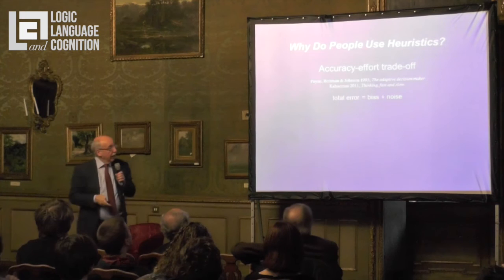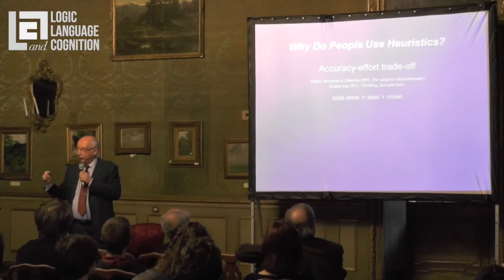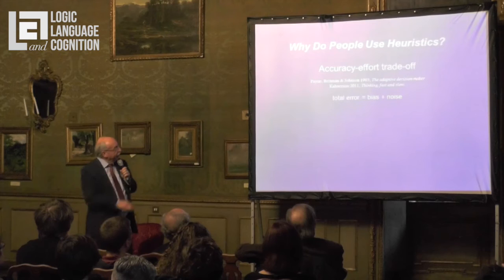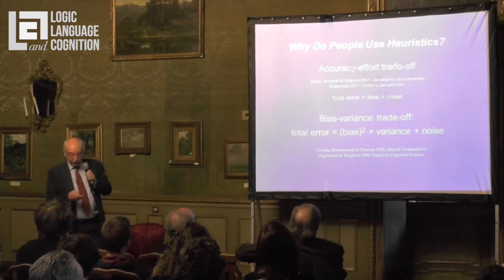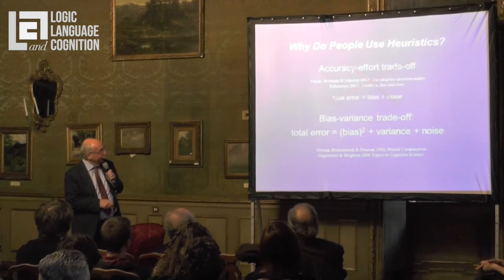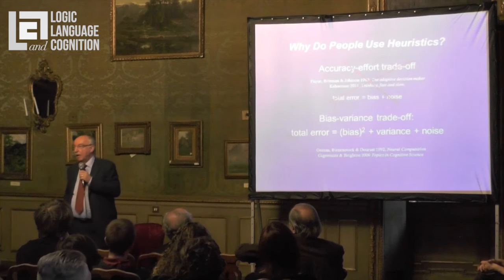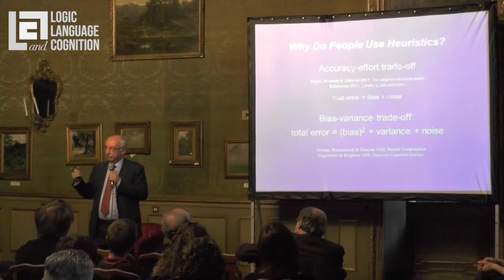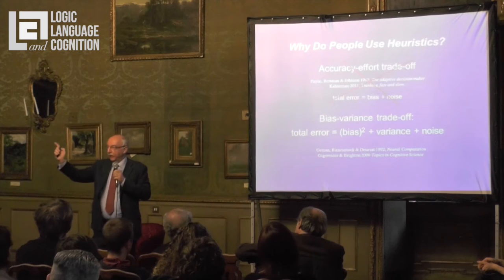That's correct in a world of risk where you know everything, but it's not correct in a world of uncertainty. In a world of uncertainty, the total error has one more component, and that's called the bias-variance trade-off. The total error is bias as before, we just square it here, noise as before, but there's a new term called variance. Variance means that you make estimation error. Or more precisely, if you have different samples, you arrive at different estimates for your parameters.